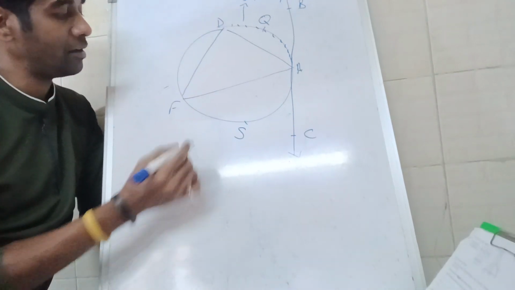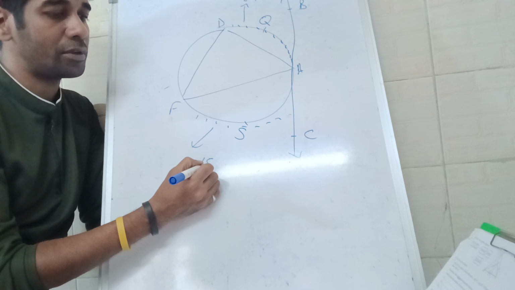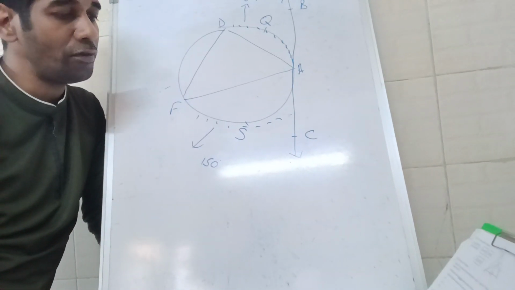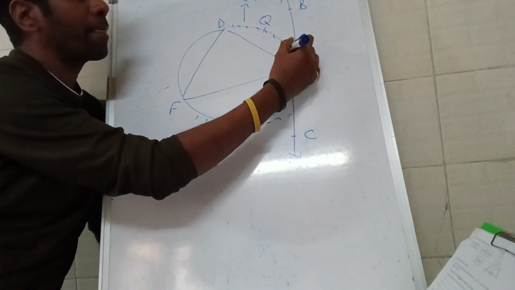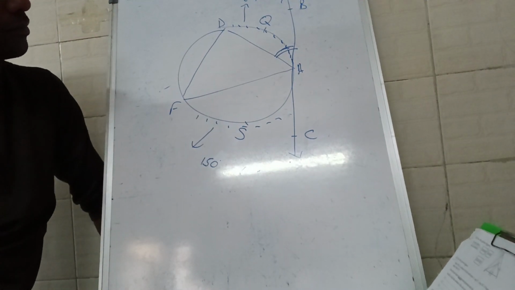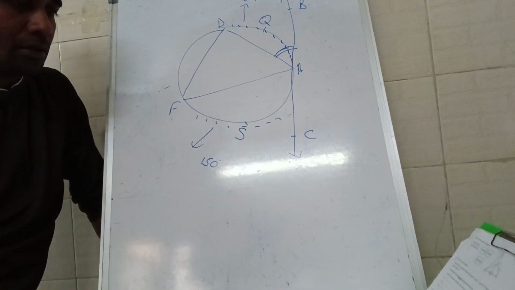Measure arc FSA is 150. Then find the value of DAB and FDA.